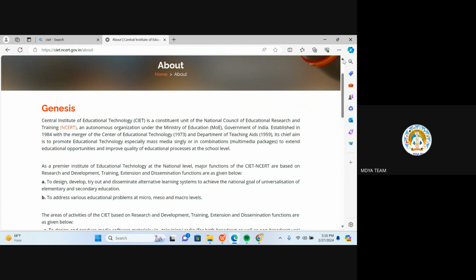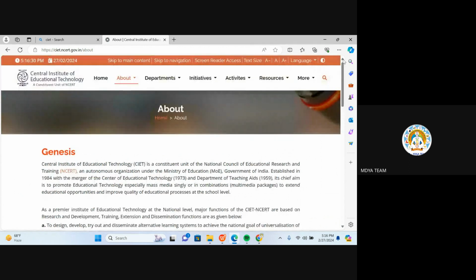CIET comes in 1973 and DTA comes in 1959. Its chief aim is to promote educational technology, but that's it. Now, key points: it is a constituent unit of NCERT, an organization under the Ministry of Education, established in 1984, merged with CIET and DTA. Its chief aim is to promote educational technology.